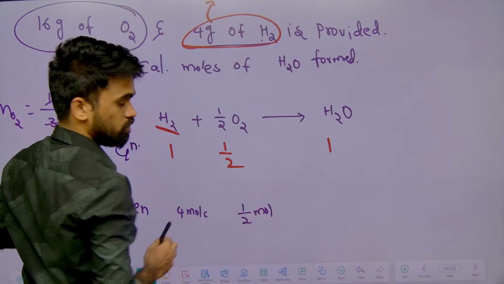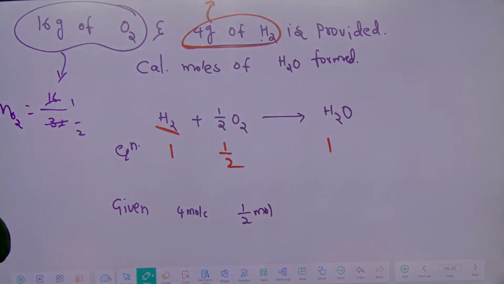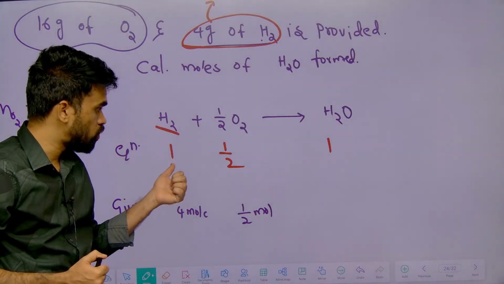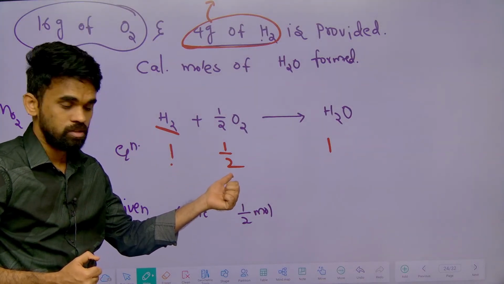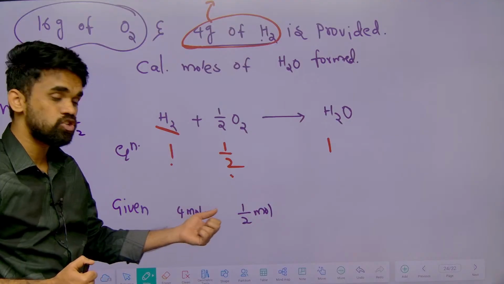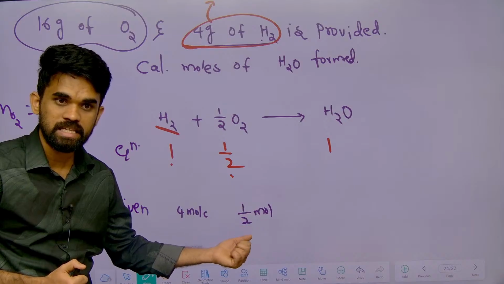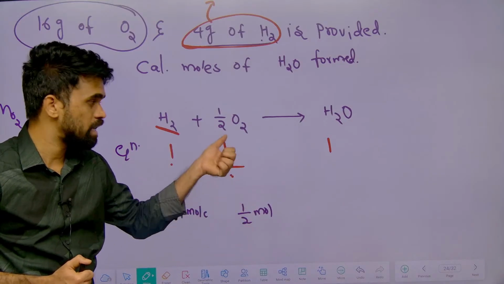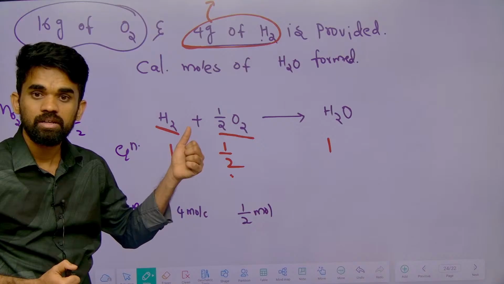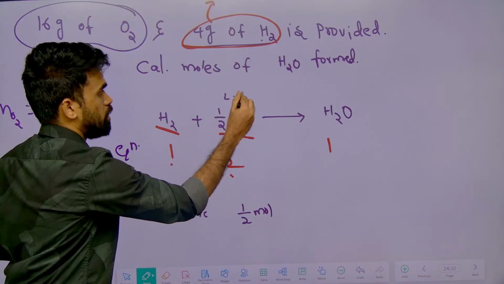Yes, tell me now. Easy. For every 1 mole we required half mole. Then for every 2 moles it should be 1 mole. But how much we have? Half mole. So this is less than the requirement now. So I can say this species is the limiting reagent.